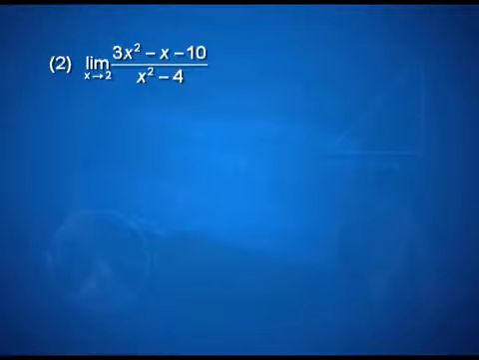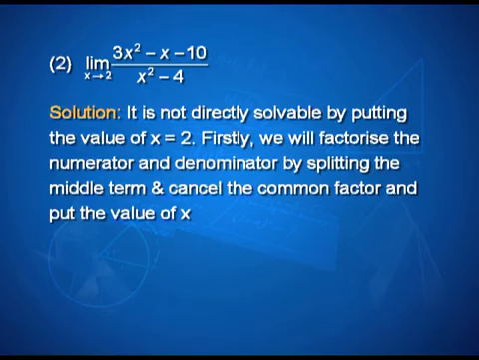See the solution for question number 2: limit of (3x square minus x minus 10) upon (x square minus 4) as x tends to 2. For the solution, it is again not directly solvable by putting the value of x equal to 2. Firstly, we will factorize the numerator and denominator by splitting the middle term, cancel the common factor, and then put the value of x.